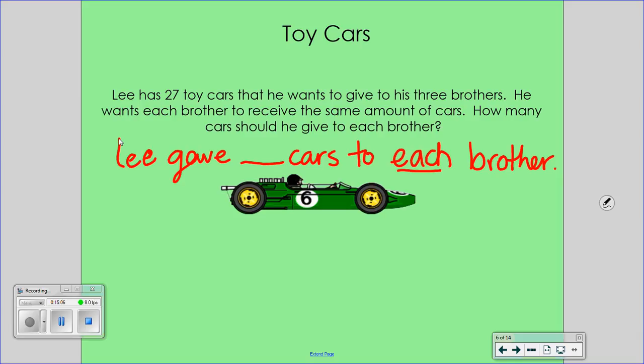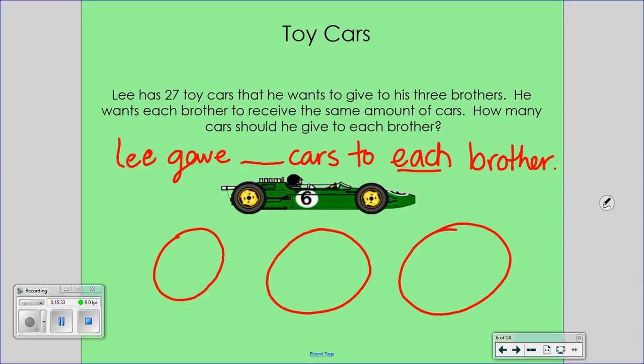Make our plans. What is going to be each of our groups? Because remember, we're doing our dealing out strategy. Who's going to be my groups? Who am I giving these cards to? Dylan? It's going to be 3. I'm going to have 3 groups: brother 1, brother 2, and brother 3, giving these to each of his brothers.